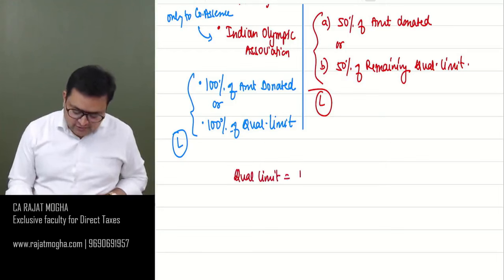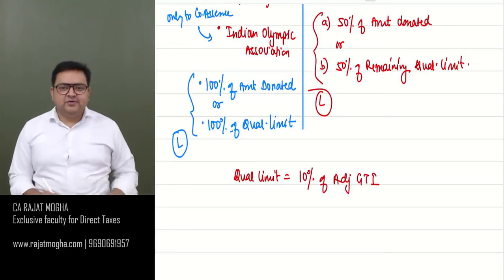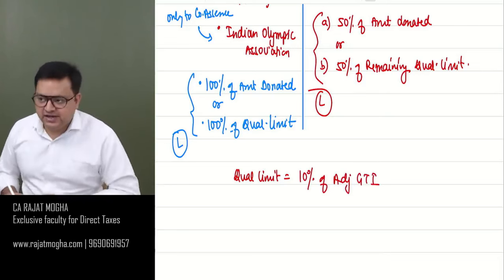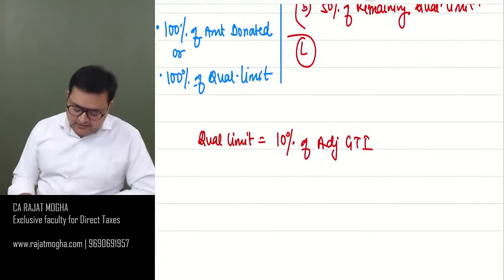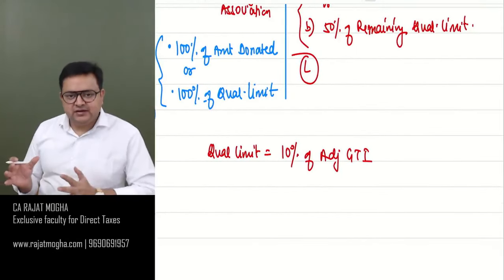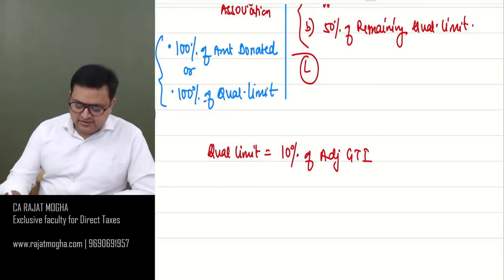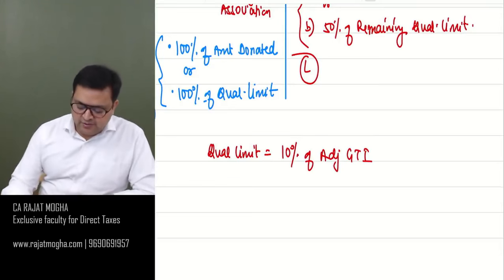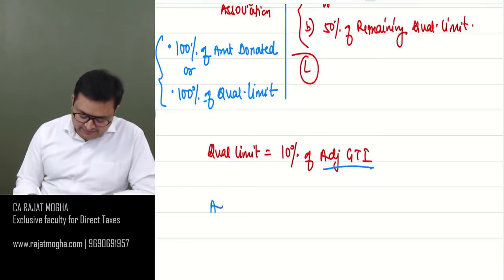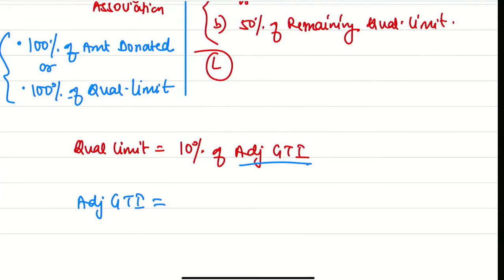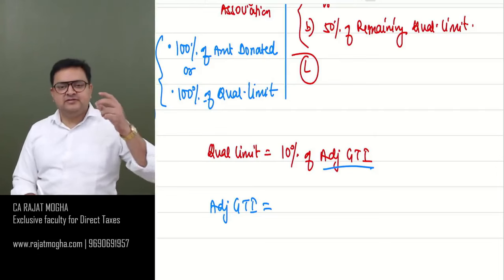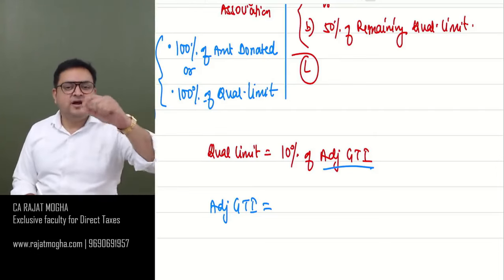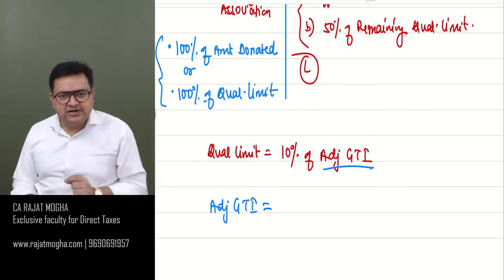Qualifying limit is equal to 10% of adjusted GTI. Whatever is my adjusted GTI, we will take 10% of it. That is called the qualifying limit. Now, what does adjusted GTI mean? Adjusted GTI is equal to, you have to adjust your GTI, right? The name itself is saying adjusted GTI. So you have to subtract something from your GTI.